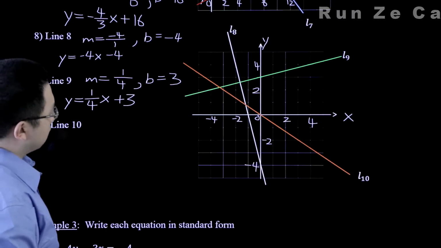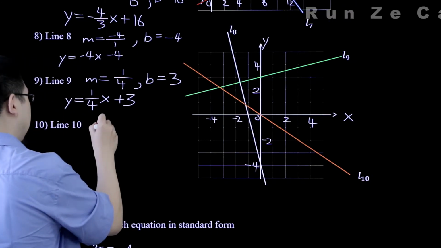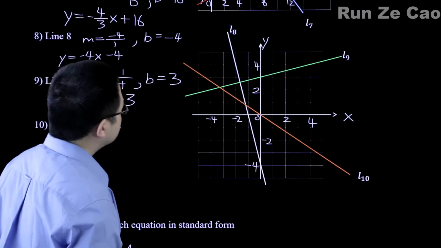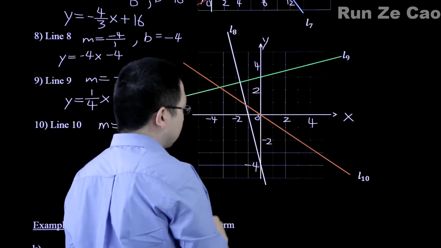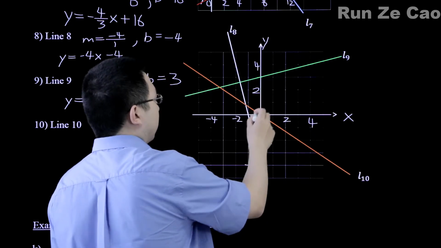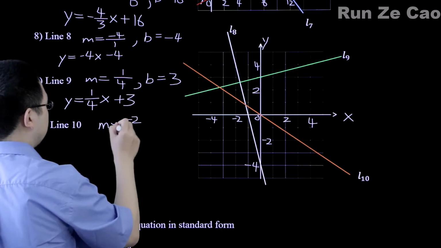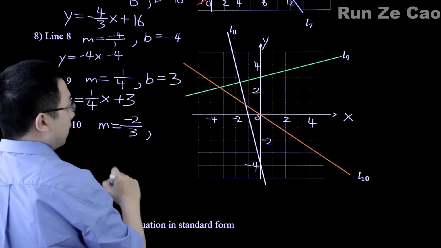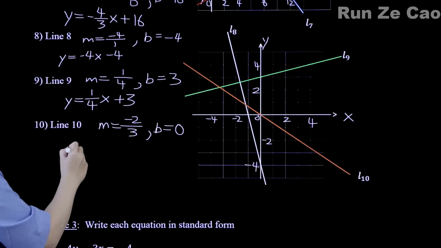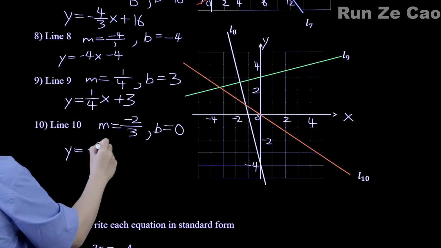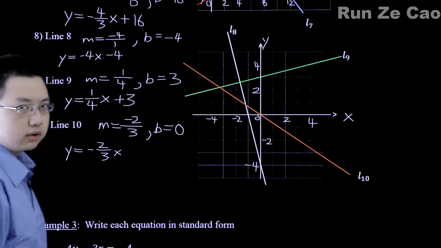Line 10. Well, it goes through the origin, so that's a y-intercept of 0. And m equals, let's see. Well, it seems to be right on the intersection here and here. So that means for 3 grids across, 2 grids down. So rise is -2, run is 3, and b equals 0. Y equals -2/3 x plus 0, which we don't bother writing.